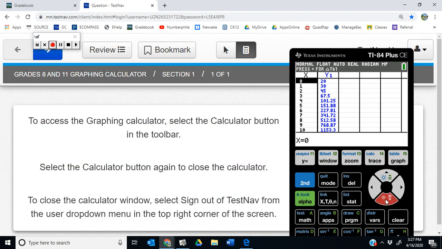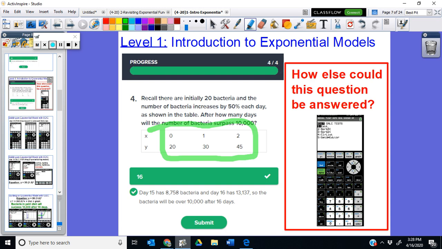And I can scroll down. Notice that on the 10th day, I have over 1,000 bacteria. And then things start to grow really fast. By day 14, I'm almost at 6,000. And then at 15, there's about 800. And there you are. At 16 days, we have gone past the 10,000 mark.